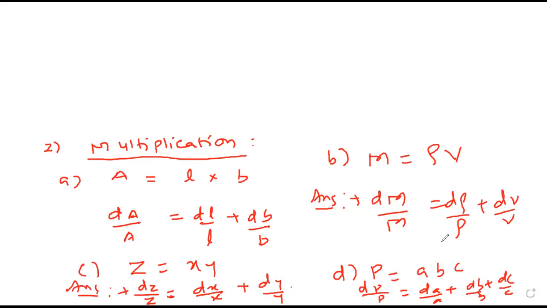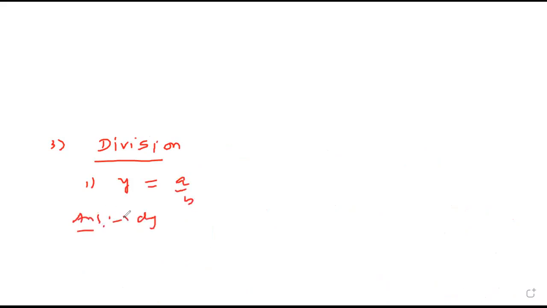Done, sir. Okay. So we got addition, subtraction, multiplication rule. Now division. If y is a divided by b, again the relative error in y, dy by y, is dA upon a plus dB upon b. Errors are always added.